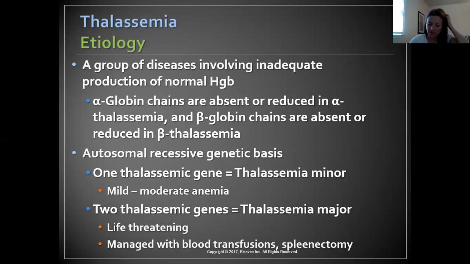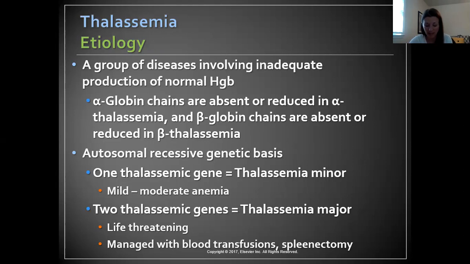Thalassemia is a group of diseases involving inadequate production of normal hemoglobin, which decreases red blood cell production. Thalassemia is due to an absent or reduced globin protein. Either alpha globin chains are absent or reduced, or beta globin chains are absent or reduced. Hemolysis also occurs in thalassemia, but insufficient production of normal hemoglobin is the predominant problem.